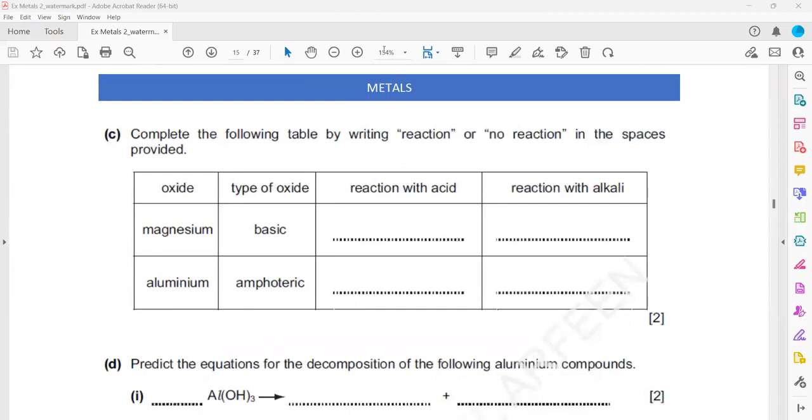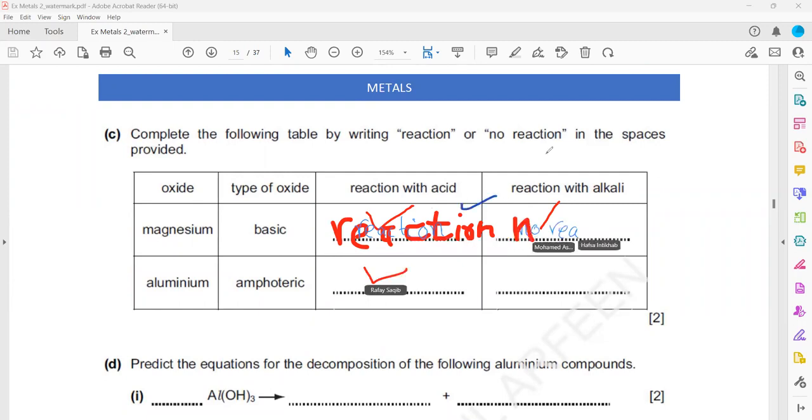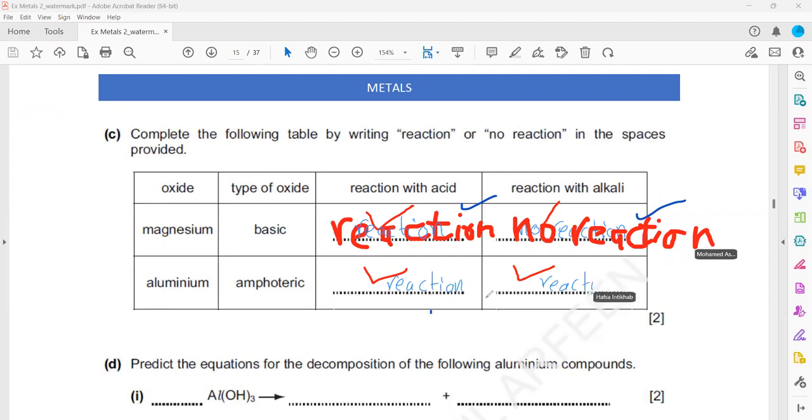Complete the following table by writing reaction or no reaction in the space. We have a basic oxide. A basic oxide can react with acid, that's true, but with alkali they don't react, no reaction. Amphoteric oxides can react with both acid and alkali, that's good. You can use the chat, screen annotation, or mic to state the answer.